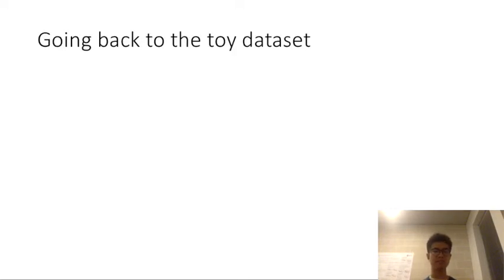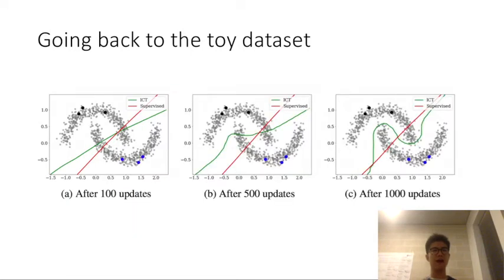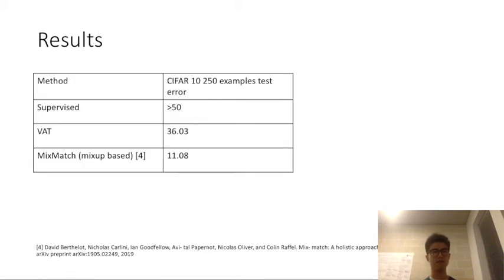Going back to the toy dataset, here ICT is a method based on mix-up, and you can see that in the beginning it draws something close to the supervised case. However, the decision boundary is quickly pushed away from all data points and resides in this low density region after 1000 updates. This follows our intuition about mix-up methods. Both these methods make significant improvements over the supervised case using a wide ResNet28 model and the classic CIFAR10 dataset.